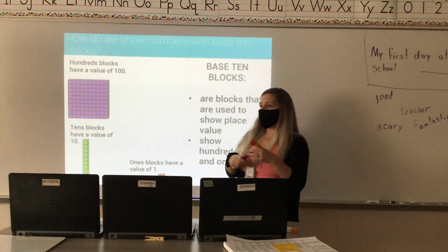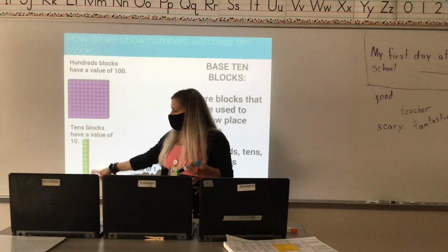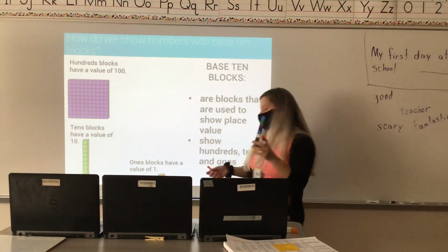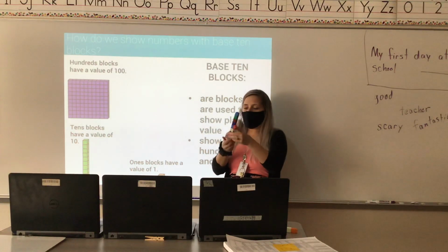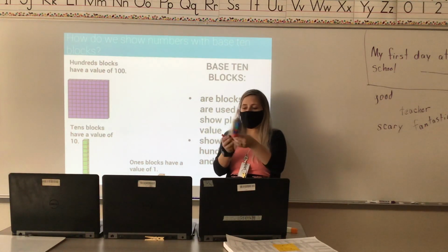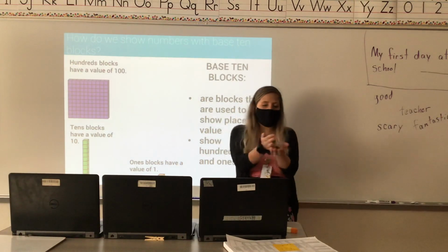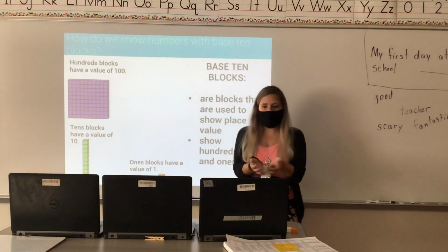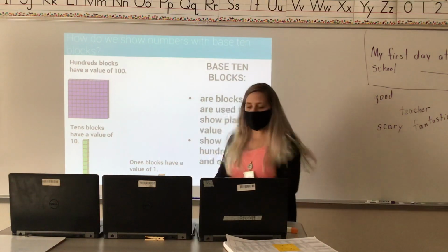So there we go, we're subitizing again. So 10 blocks, they have 10 sticks, or 10 ones. A 1 is all by himself. And if I had like 5, they wouldn't be stuck together. They'd all be apart. Alright?